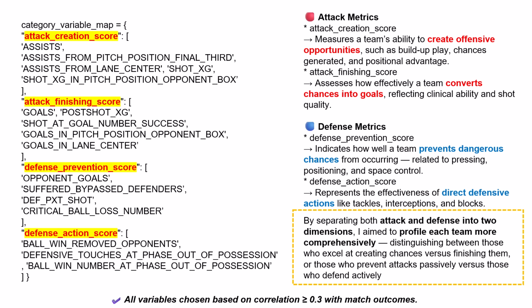And there are 2 more, defense scores. One is defense prevention score, which measures how well a team prevents goals, and it includes opponent goals and defensive errors. And the other one is defense action score, which evaluates active defense efforts like ball wins and defensive touches. Each score is calculated as the average of its key variables. These categories give me a more strategic view of team performance than looking at just raw stats alone.